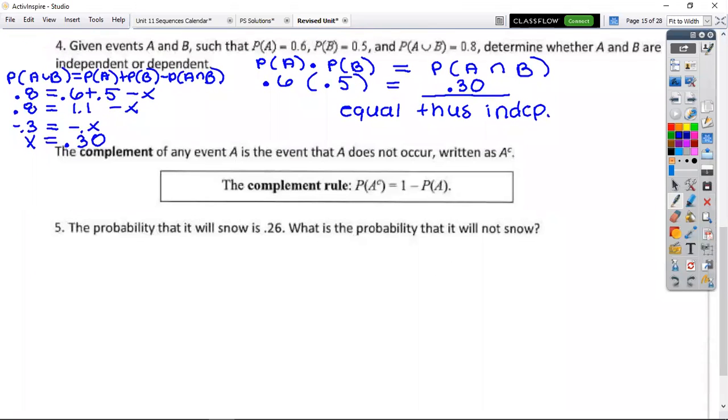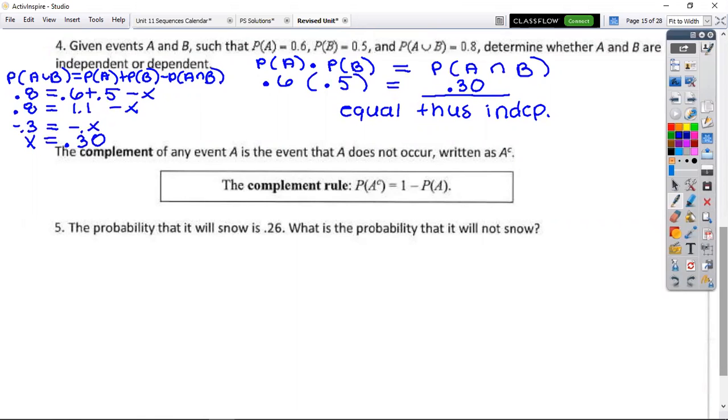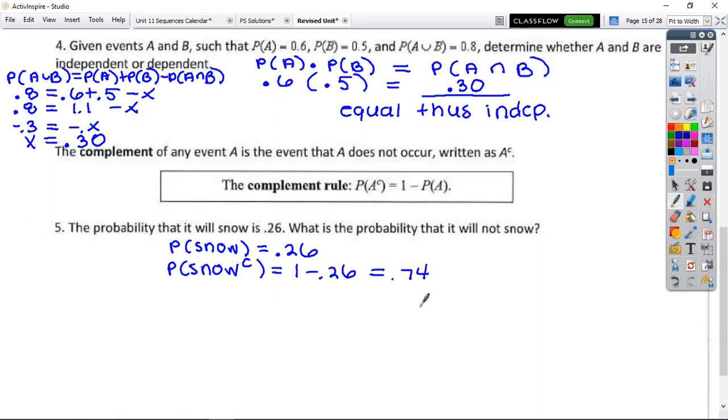These are super easy. This is what we call the complement. The complement is the probability that something does not occur. And what you will notice is we typically use a little c as an exponent for your notation. So nice and quick. The probability it will snow is 0.26. What is the probability that it will not snow? So if you want notation, you're going to do this. So I do 1 minus 0.26, which is equal to 0.74. That's it. Easy? Okay.